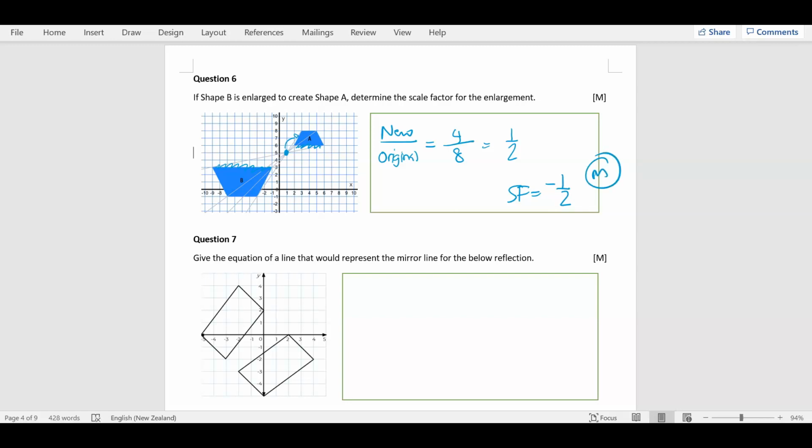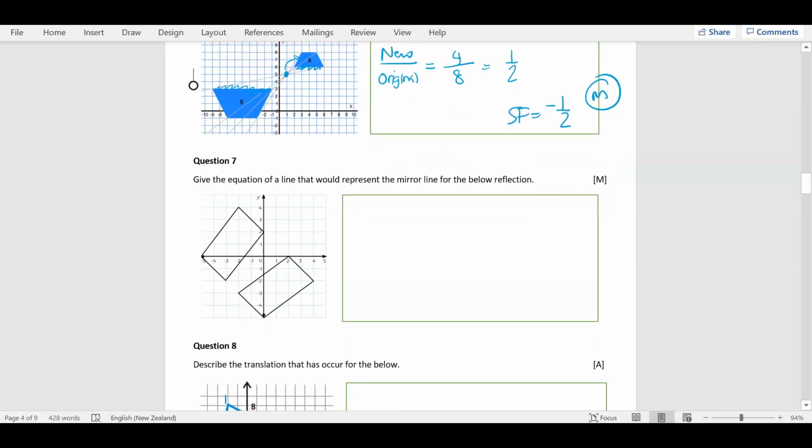Unfortunately, there wasn't a lot of leeway. If you told me 1/2, it meant you forgot about the negative part of this, and we couldn't really give you any marks for that. There's really no achieved marks here. You either got it right or wrong. Anyway, that's question 6. We're moving down to question 7.